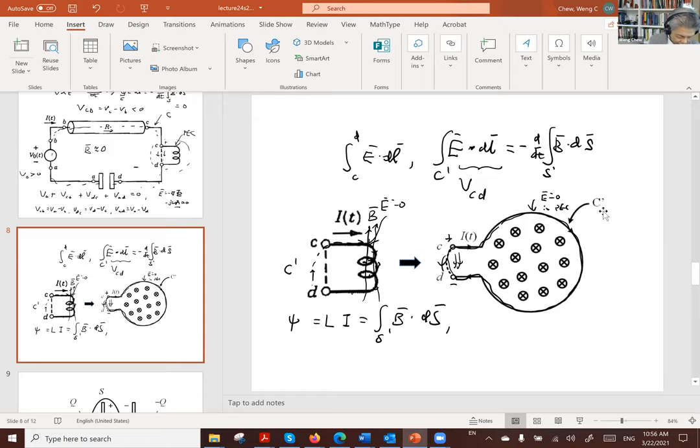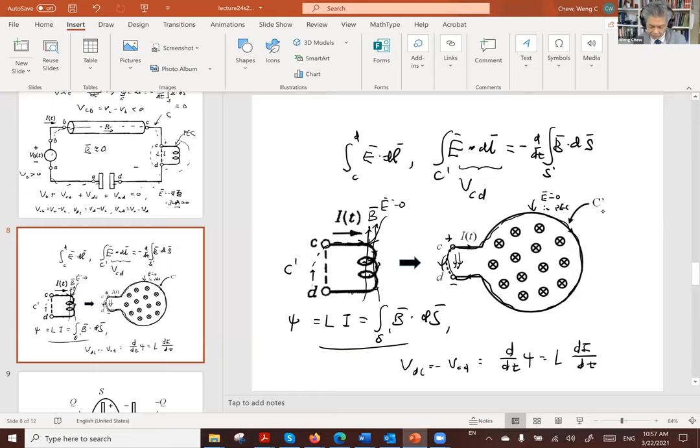Finally, you have the fact that VDC, which is minus VCD, is the same as the flux linkage, which is the same as L di/dt. You can work that out from this equation, and that is the law of the inductor, or the IV relationship for an inductor. Are there any questions regarding how we arrive at this inductor formula?